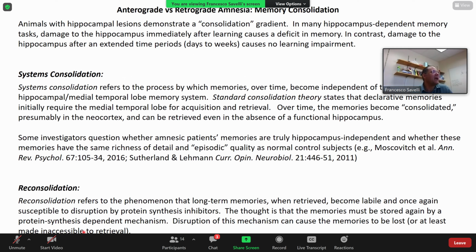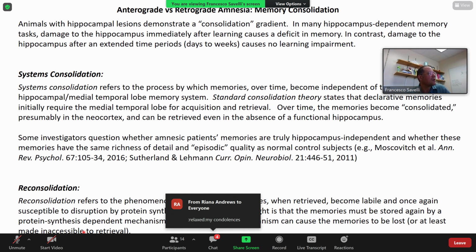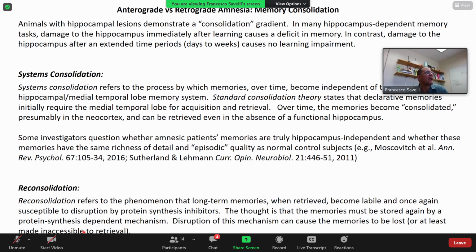So this is, again, some terminology: system consolidation, reconsolidation. System consolidation is exactly what I just described, this process by which memories over time become independent of the hippocampal medial temporal lobe memory system. And so the theory is that the declarative memories initially require the medial temporal lobe for acquisition and retrieval. Over time, the memories become consolidated, presumably in the neocortex, and can be retrieved in the absence of a functional hippocampus.